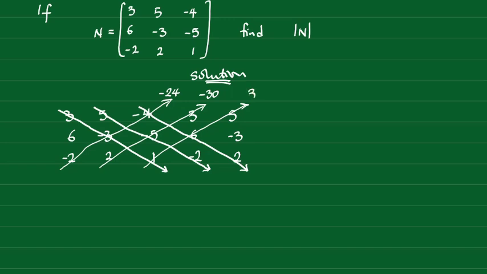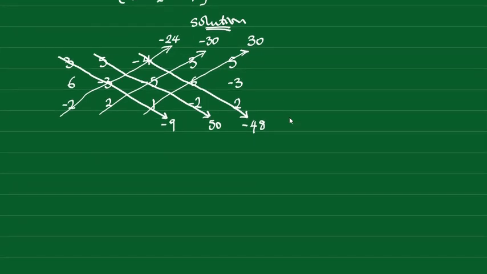This gives us 30. All right, we move to the bottom side of what we're solving. So we have 3 times minus 3 times 1. This gives us minus 9. Next, we have 5 times minus 5 times minus 2. This gives us 50. And lastly, we have minus 4 times 6 times 2. This gives us minus 48.